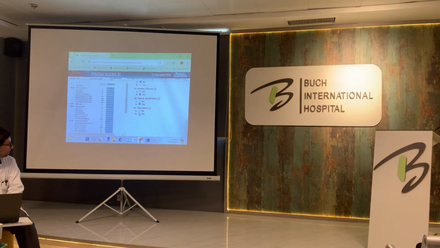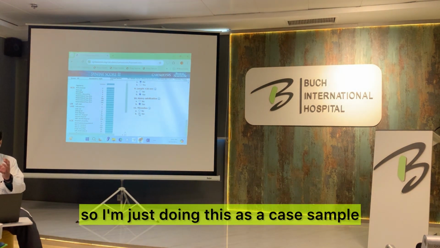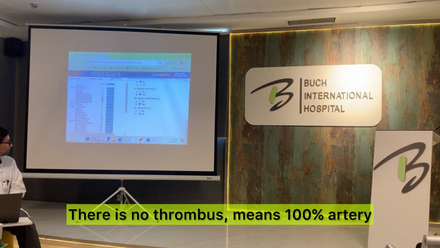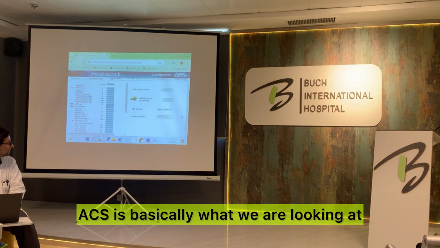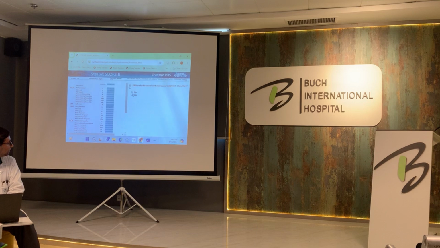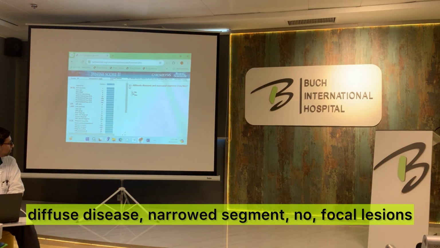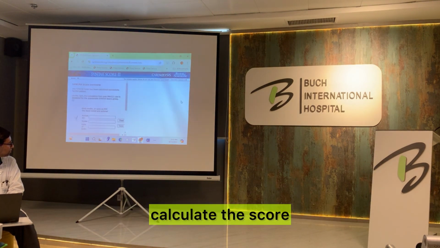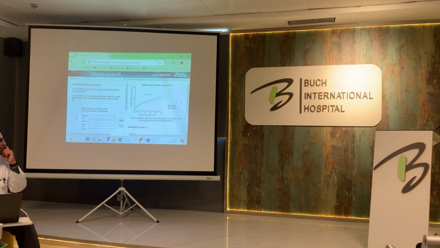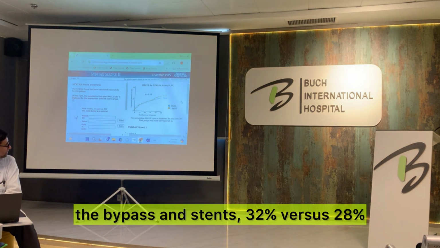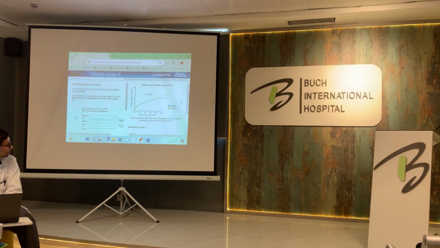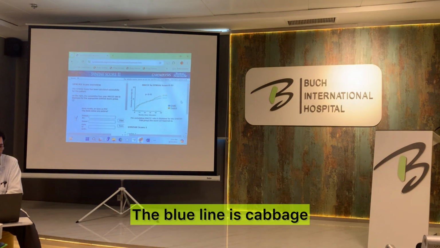The length of the blockage is more than, and if the calcification is there. So I'm just doing this as a case sample. There is no thrombus, means 100% artery which is closed by any clot. ACS is basically what we are looking at. So once I proceed, diffuse disease, narrowed segment, no, focal lesions, calculate the score. And it will tell me that in a case like that, the bypass and stents, 32% versus 28%.